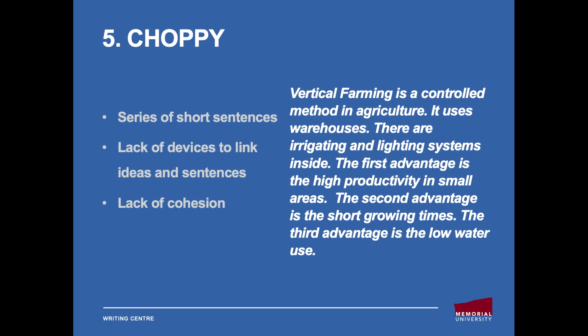Vertical farming is a controlled method in agriculture. It uses warehouses. There are irrigating and lighting systems inside. The first advantage is the high productivity in small areas. The second advantage is the short growing times. The third advantage is the low water use. This is a series of short, choppy sentences, and the flow of the material, the content that is presented in the paragraph, could easily be lost.